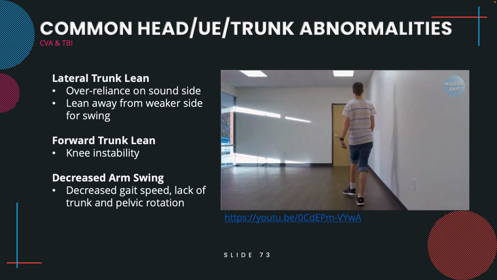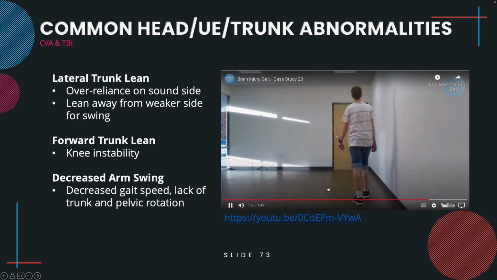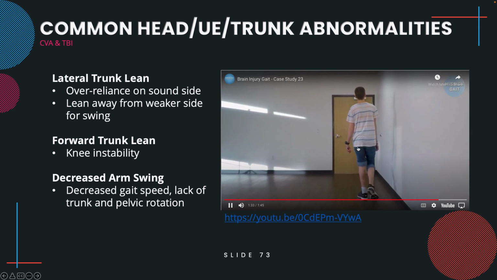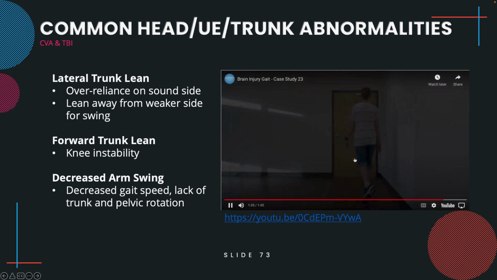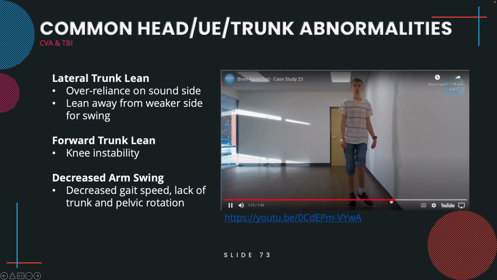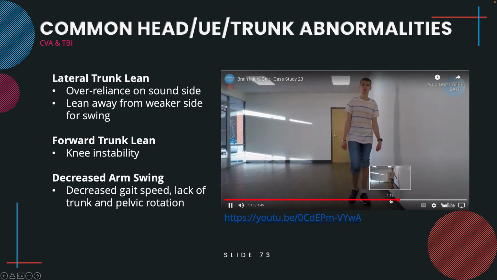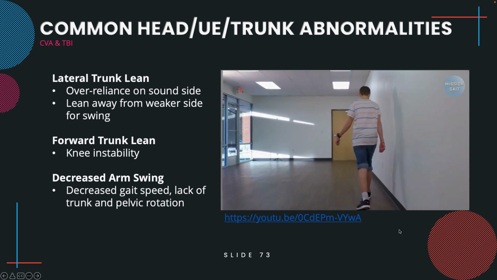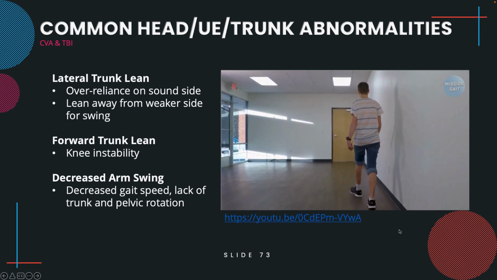And with our guy here, we see a little bit of a compensated Trendelenburg gait where he is actually leaning over his left side to decrease the moment arm on his hip abductors. And we definitely see a decreased left arm swing and decreased trunk rotation for this guy.